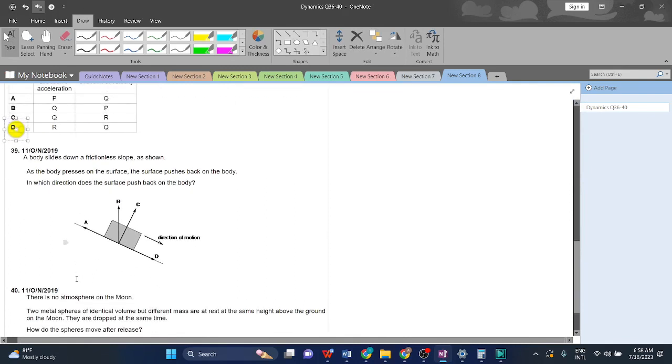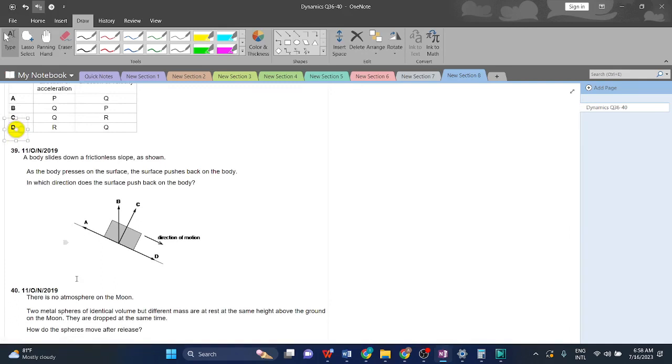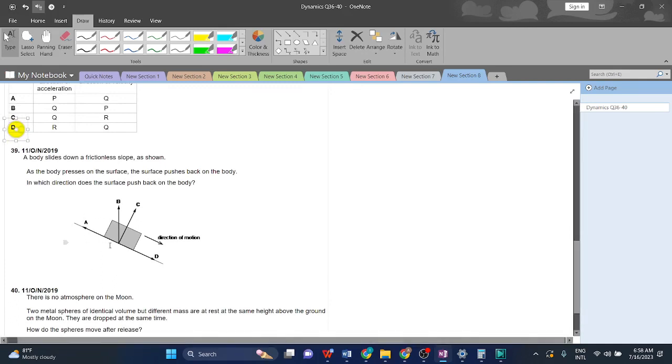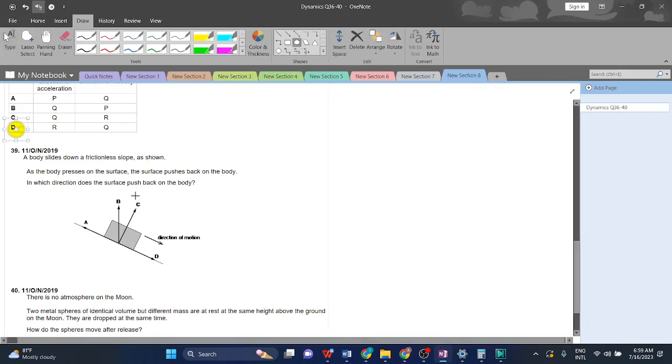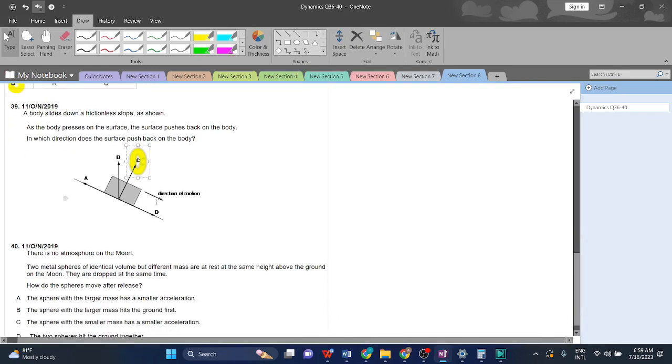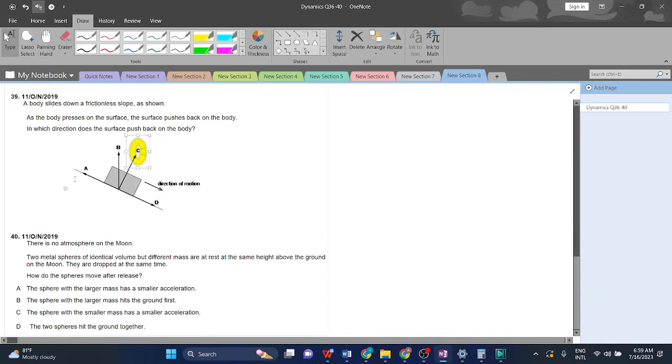Question 39. A body slides down a frictionless slope. As shown, the body is pressed. Body press हो रही है, which is the weight. The surface pushes back on the body. In which direction does the surface push back on the body? So the weight is downwards, the normal reaction force will be upwards, right? In the opposite direction, which will be C, because that's the normal reaction force direction.